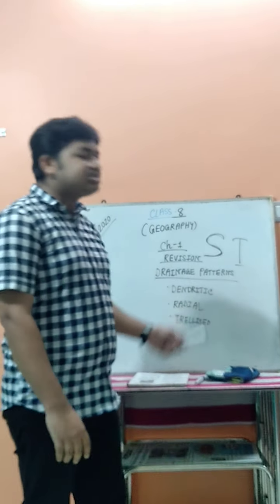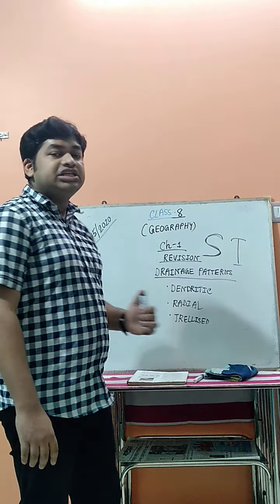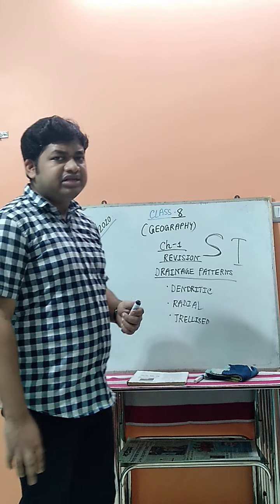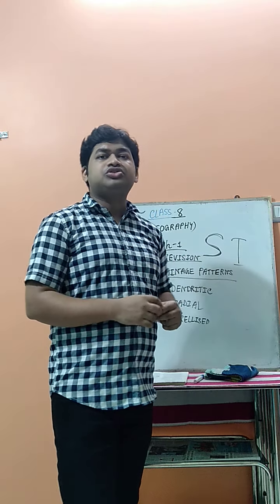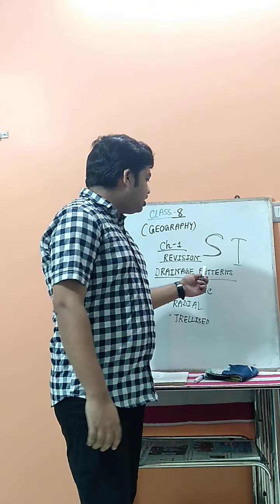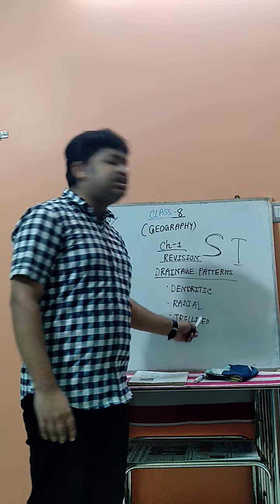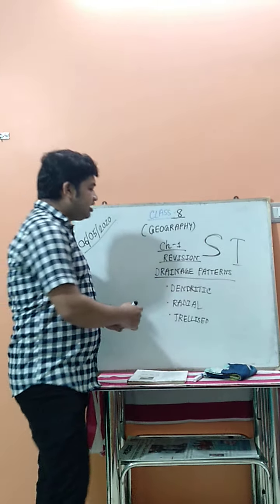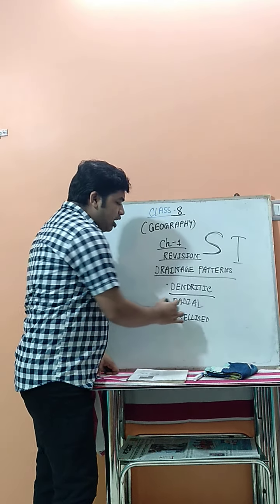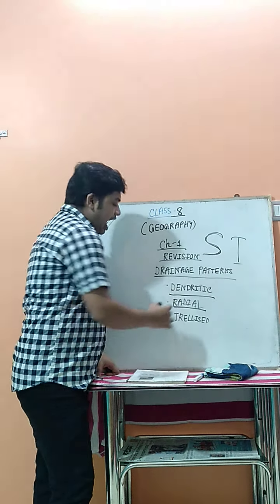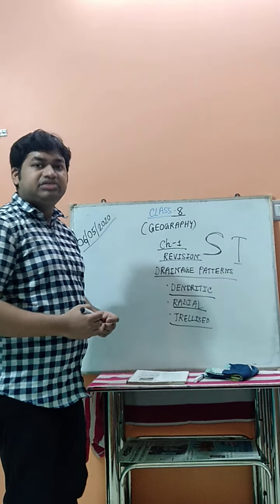Now today we discuss the different types of drainage patterns. The drainage pattern means the flowing directions of the different rivers. According to the drainage pattern, they are divided into three parts. The first one is the dendritic drainage pattern, the second one is the radial type of drainage pattern, and the third one is the trellis type of drainage pattern.